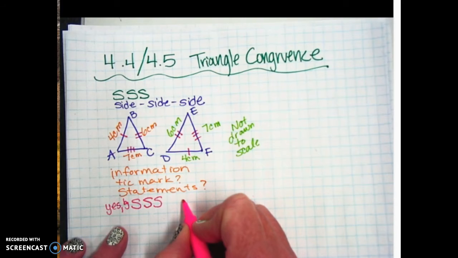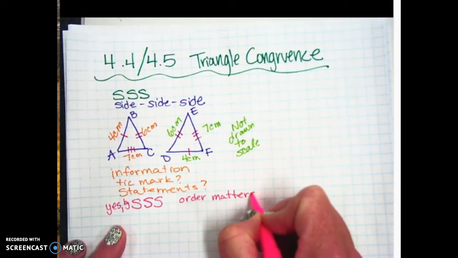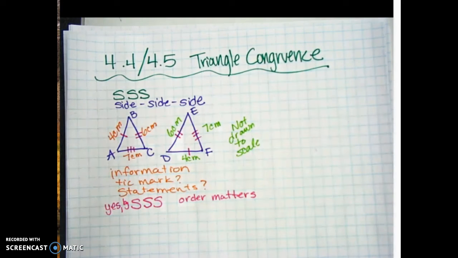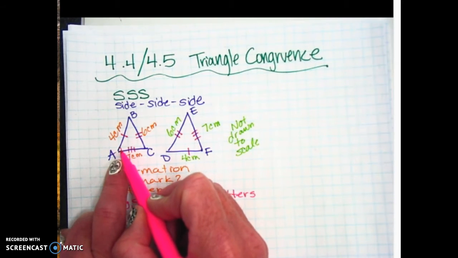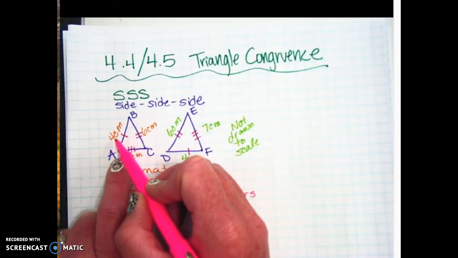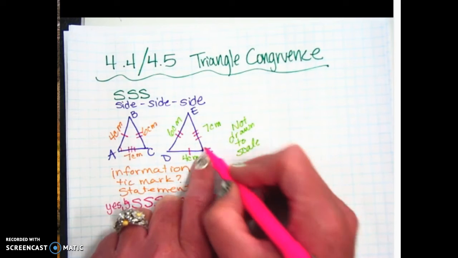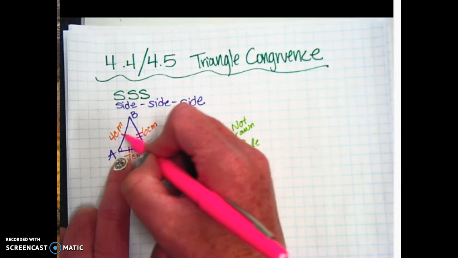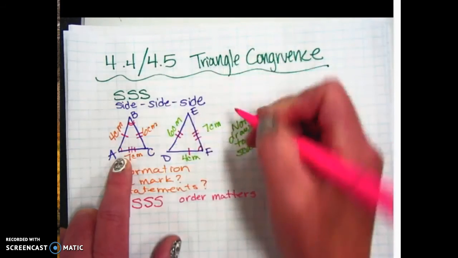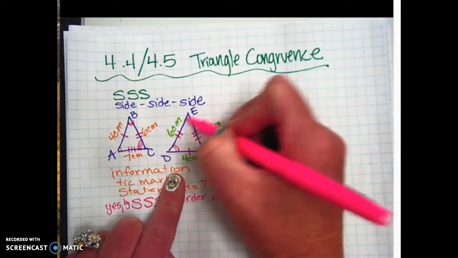Now, do you remember yesterday we said that order matters? When you go to write your statement to say that these two triangles are congruent, you need to go in order. So I'm going to start with the angle that's between the first and the third tick mark. Then I'm going to go to the one between the first and the second, so I'm going to put a double there. That makes the third one the triple.